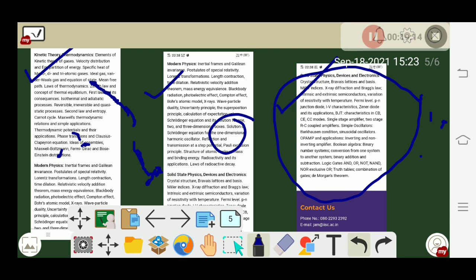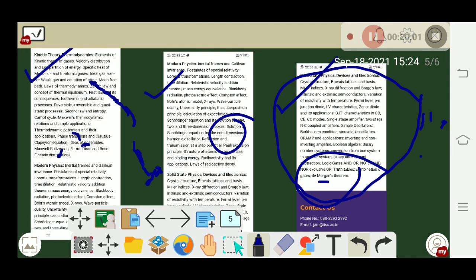And Boolean algebra is very easy, and you have just a very small amount of digital electronics, binary number system, conversion from one system to another. I have made some videos on it. I hope you will see those videos. Binary addition and subtraction, logic gates, AND, OR, NOT, exclusive NOR, XNOR, everything is important. Truth tables, combination of gates, Karnaugh mapping is also important. It's not written, but it's very important as a shortcut method. And De Morgan's theorem, you know this, I hope. You studied this in class 12 digital electronics. Yeah, it was there. So this is all.